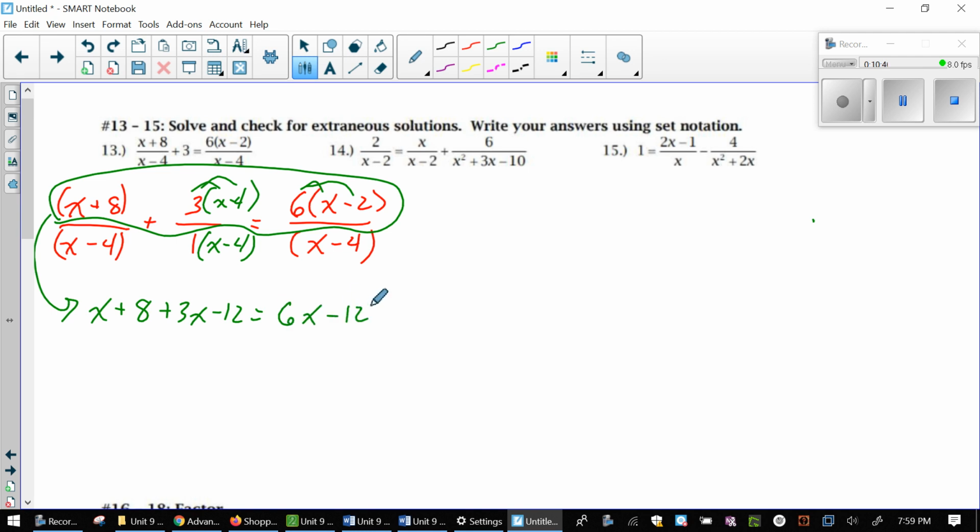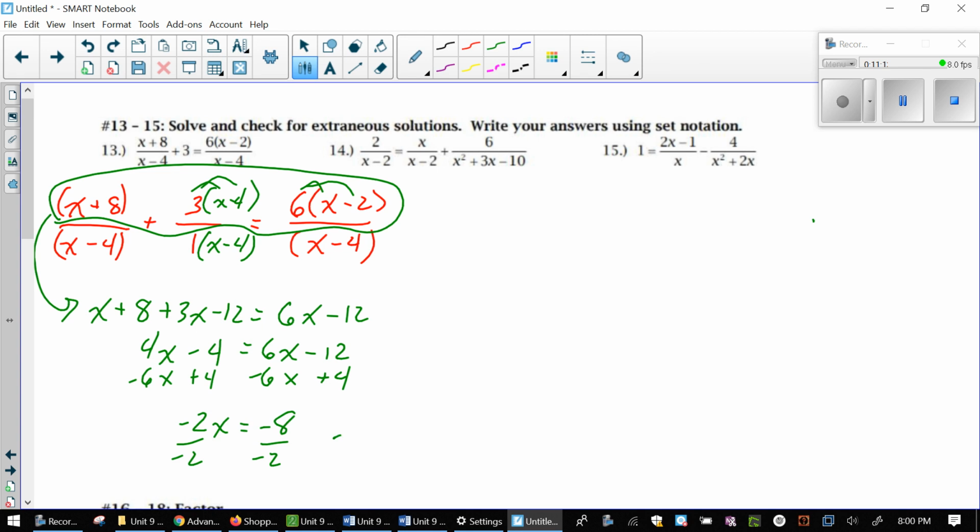And now we just solve this simple equation. Let's get all our x's on one side and all our constants on one side. I'll simplify this side first. So 4x minus 4 equals 6x minus 12. I know a lot of you like to always move the x over to the left, so let's go ahead with that. Minus 6x, plus 4: 4 minus 6 is negative 2x, and negative 12 plus 4 is negative 8. And here we go, we get x equals 4.